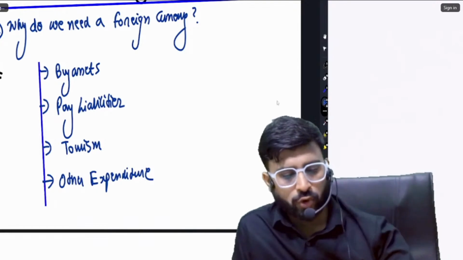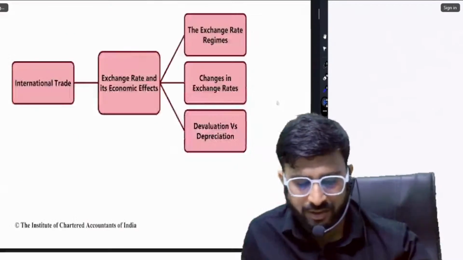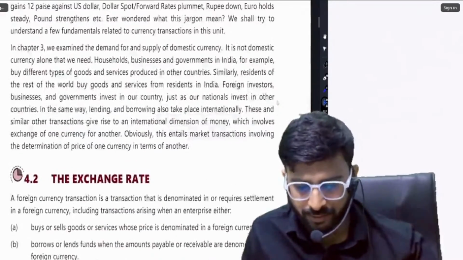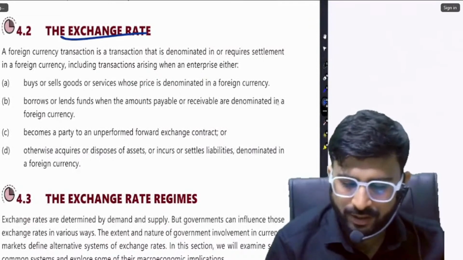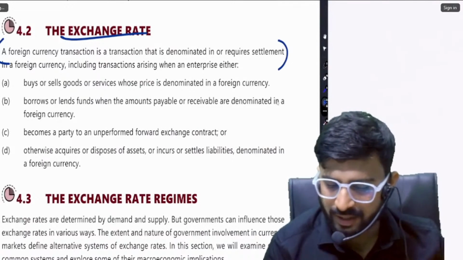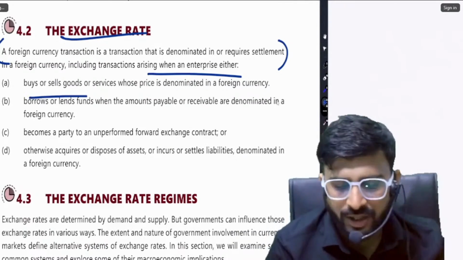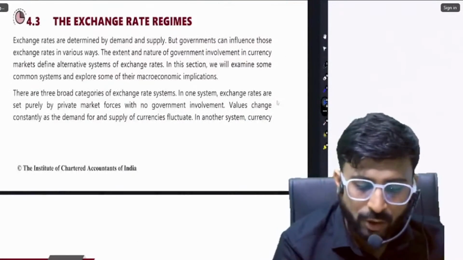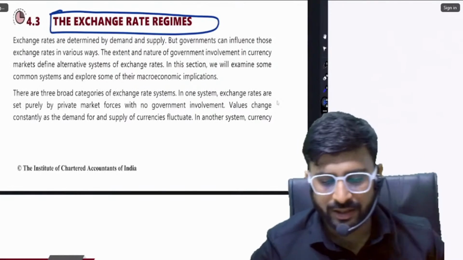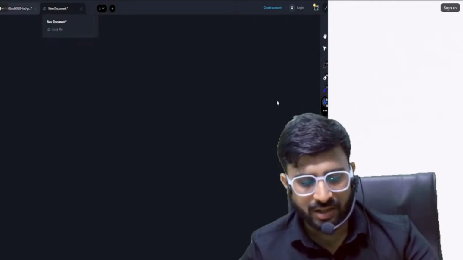Right, sir. So first, let's see the ICAI material, whether we have understood this part correctly. Then we have understood why it's needed. First of all, a transaction that requires settlement, where an enterprise enters into buying or selling goods, borrowing funds, prepaying funds, any other thing. Now we are going to speak about exchange rate regimes.